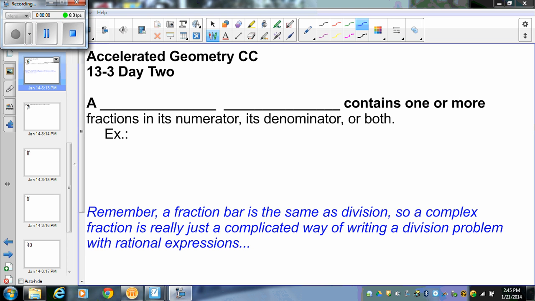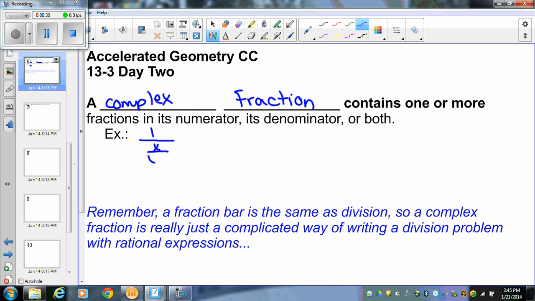This is the video for the second day for section 13-3 in accelerated geometry. And today, rather than dividing rational expressions, we are going to be talking about complex fractions. A complex fraction is a fraction that contains one or more fractions in its denominator, its numerator, or possibly in both. One example would be 1 over x plus 2.